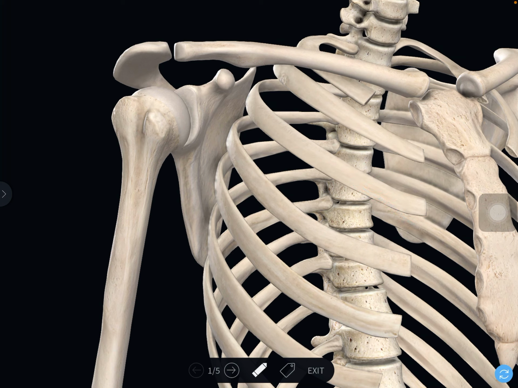So pectoralis major in superficial plane, pectoralis minor in deep plane, and also subclavius muscle forms the anterior wall of the axilla. Now we will see the posterior wall of the axilla.